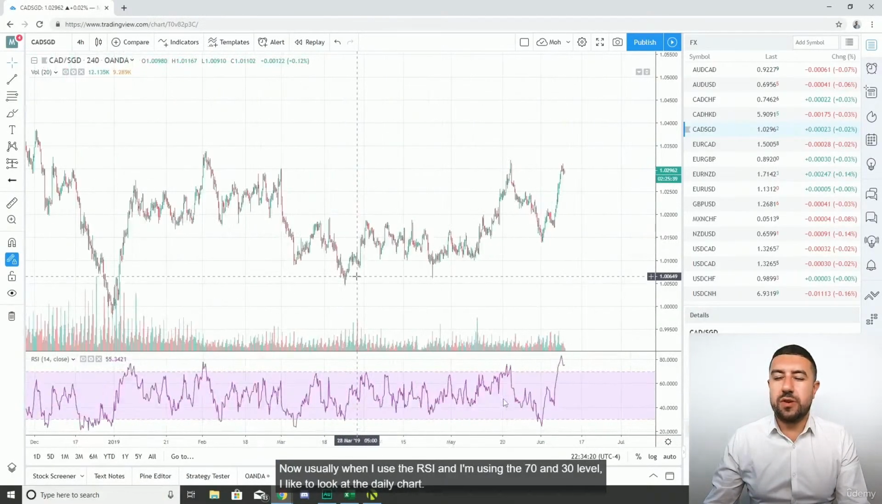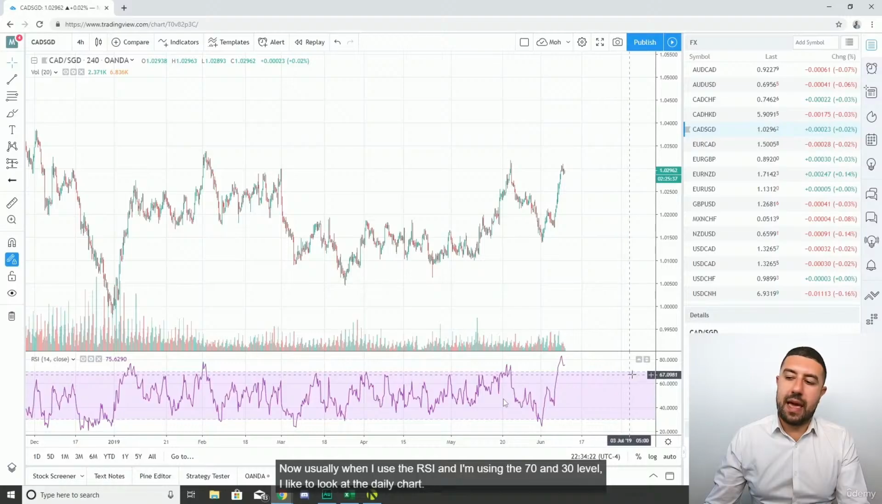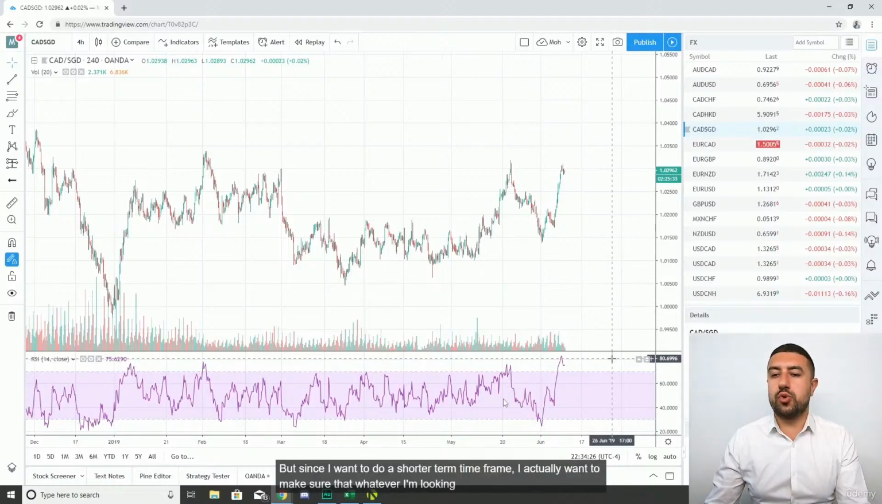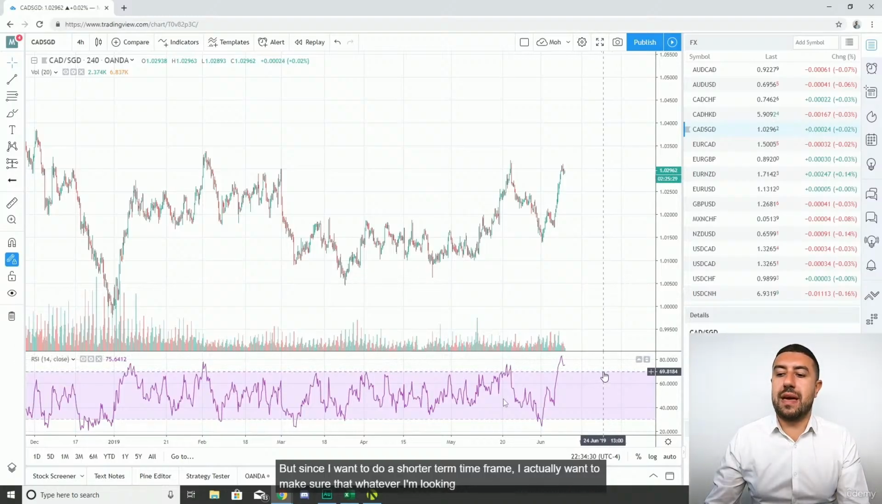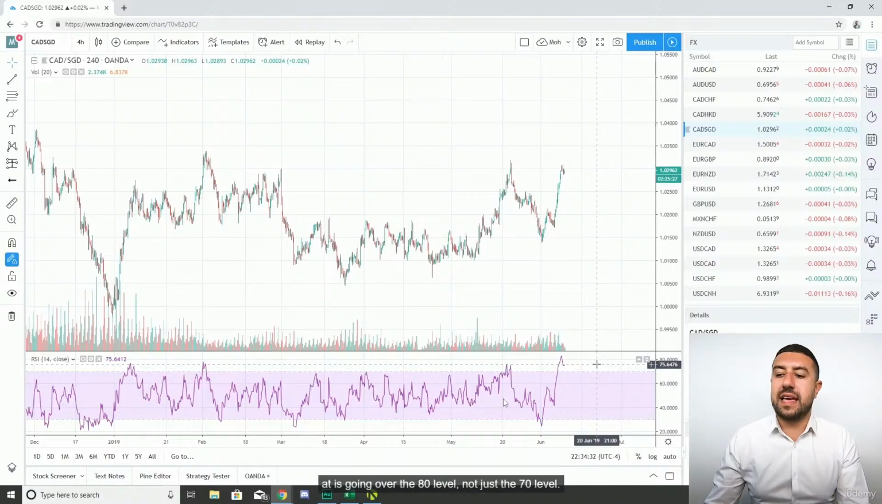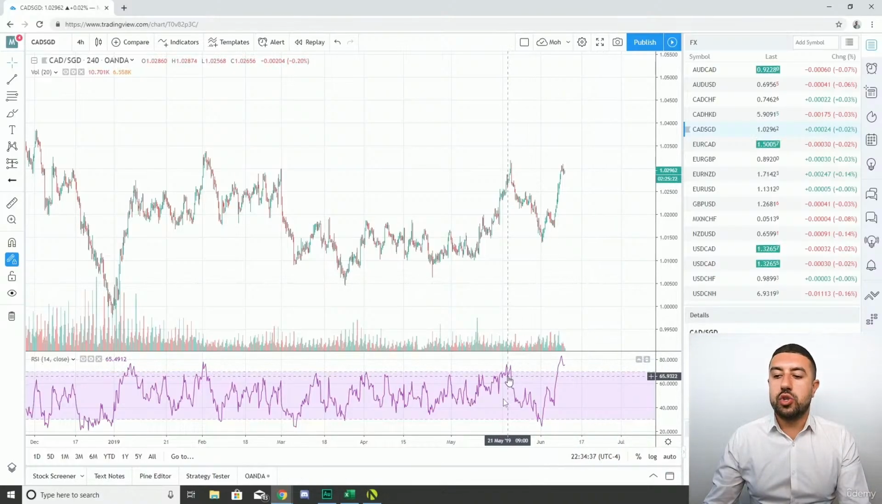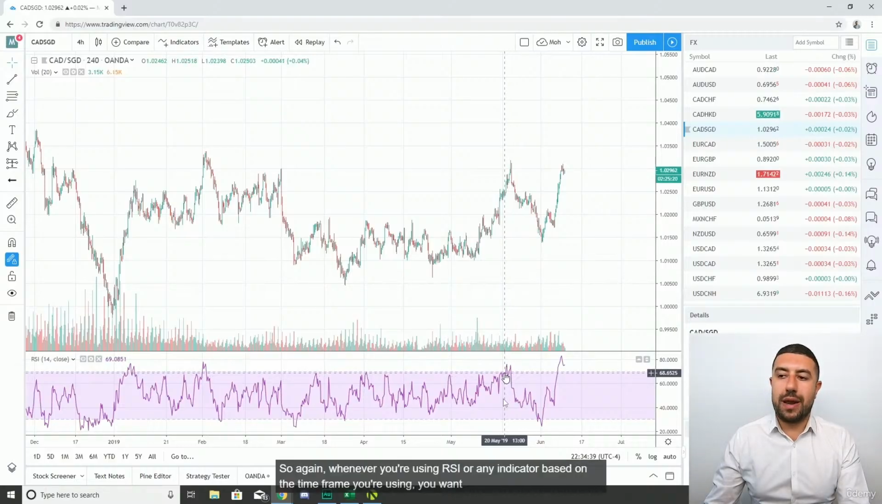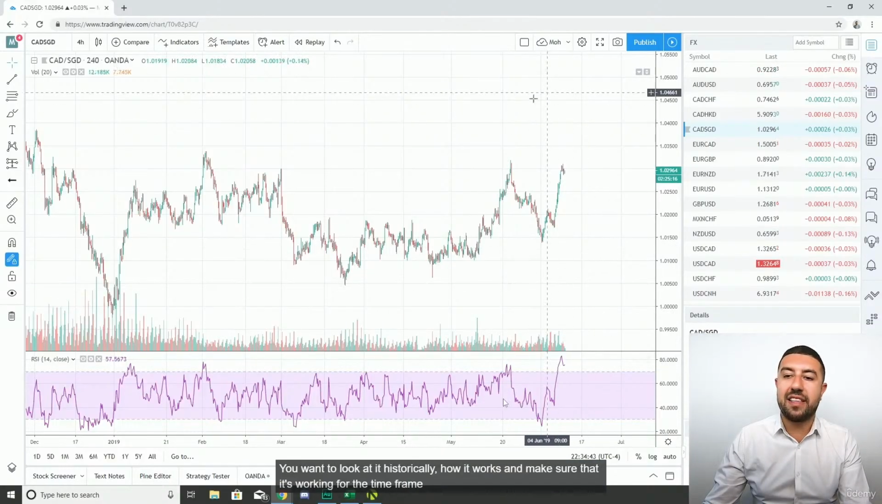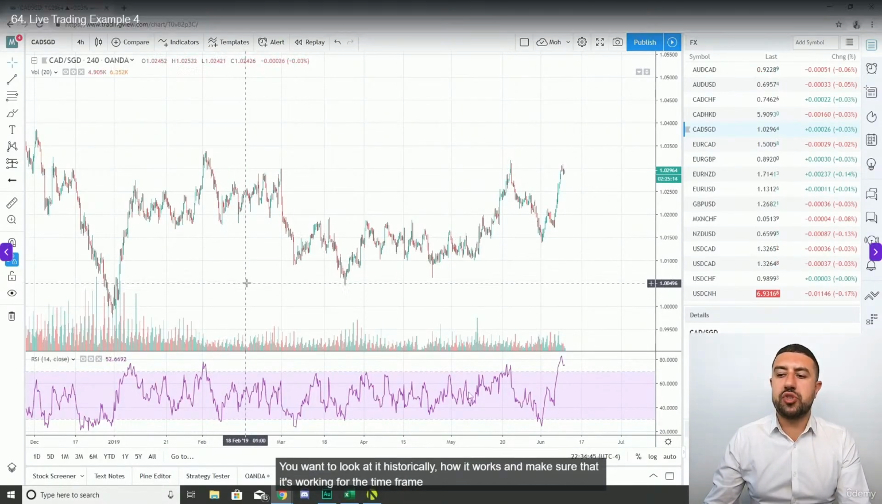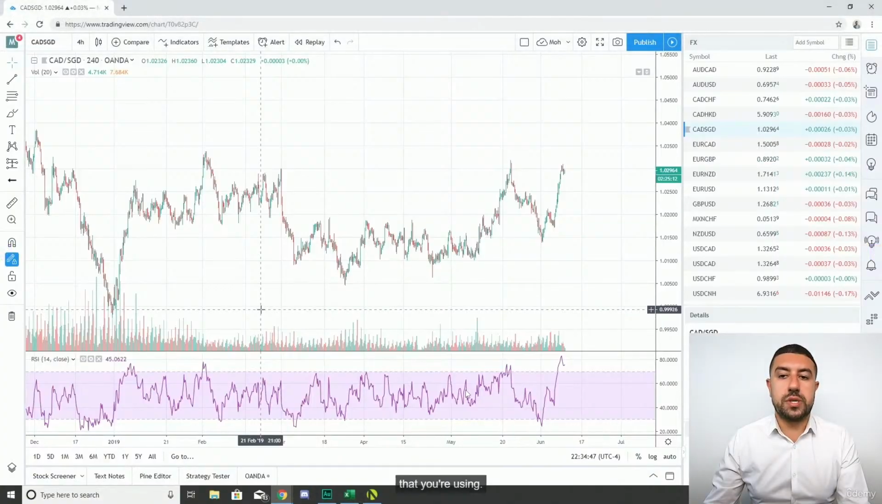Now, usually when I use the RSI and I'm using the 70 and 30 level, I like to look at the daily chart, but since I want to do a shorter term time frame, I want to make sure that whatever I'm looking at is going over the 80 level, not just the 70 level. Whenever you're using RSI or any indicator, based on the time frame you're using, you want to test out different things. You want to look at it historically, how it works, and make sure that it's working for the time frame that you're using.